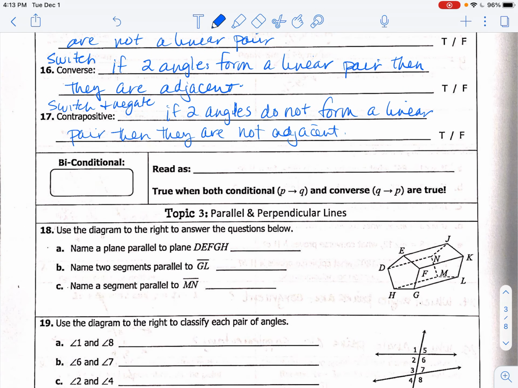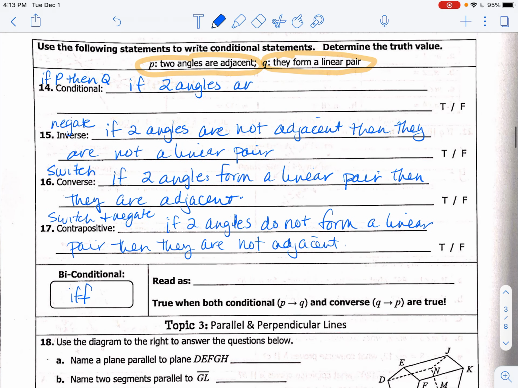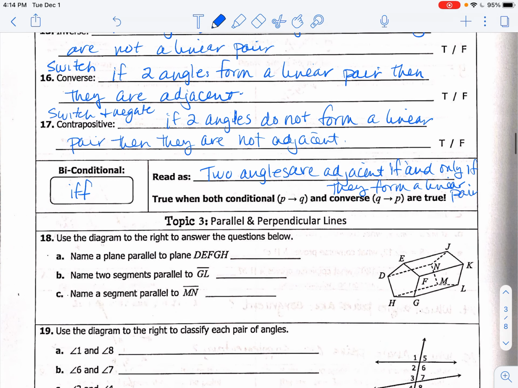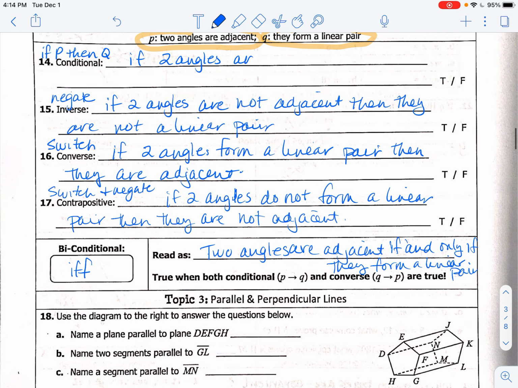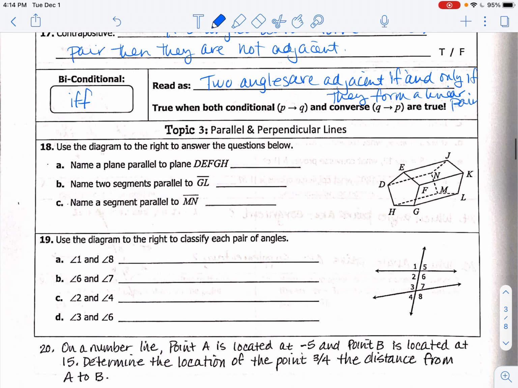All right, let's keep going. Biconditional. This is the if and only if. So 2 angles are adjacent if and only if they form a linear pair. I guess we're supposed to write a biconditional for those statements. Not 100% on that one. All right, but anyway, biconditional is the if and only if.